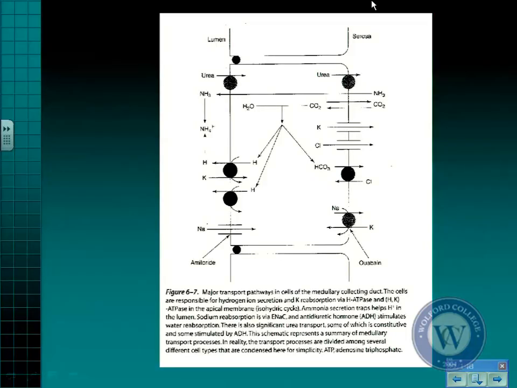It is a sodium-potassium pump requirement. So this is going down a gradient, but it requires active transport to be able to do this. And also the medullary collecting duct system is important for forming bicarbonate through carbonic anhydrase. Okay.